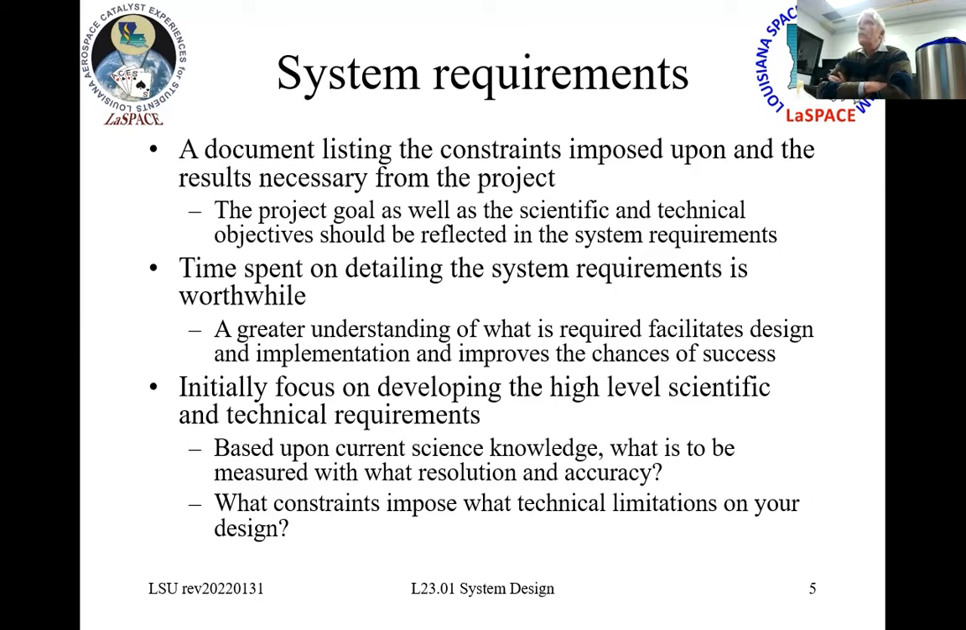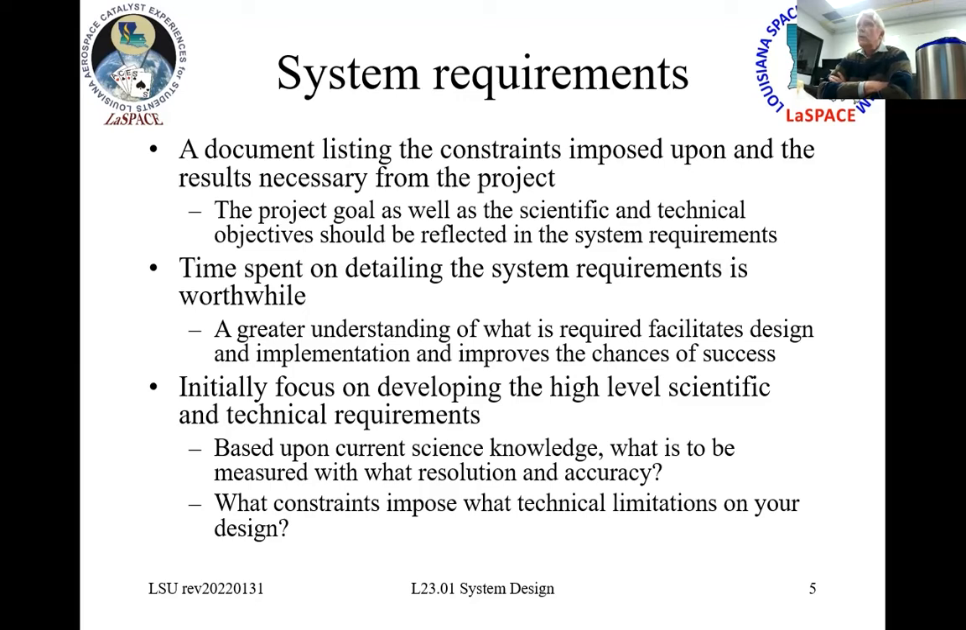A requirement would be: the power system shall provide 12 volts of power at 5 amps, or 1 amp, or whatever it is. That is a requirement. It doesn't tell you what the implementation is. So your requirements list the constraints imposed upon and resulting from the project. These would be both scientific and technical objectives, and that would be reflected in these requirements.